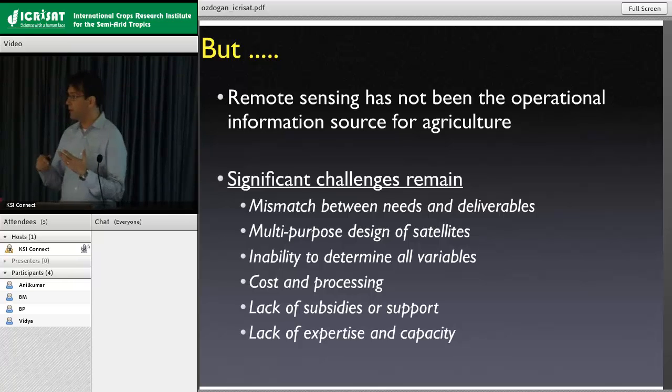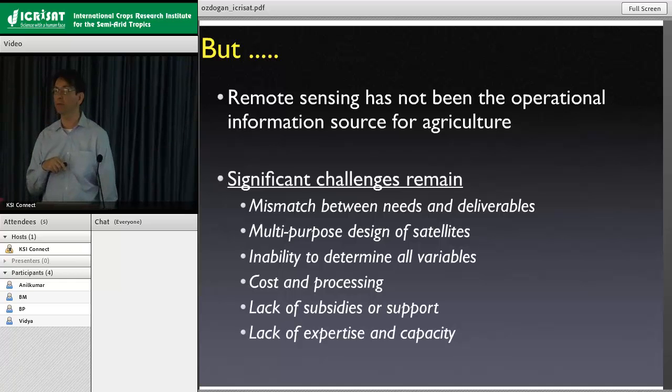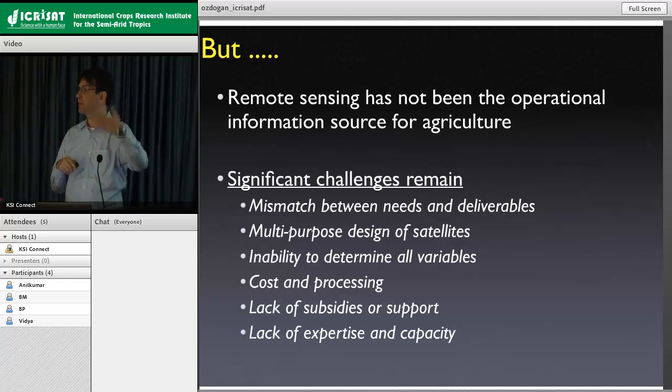And in my view, the biggest challenge is this one over here, this mismatch between needs and deliverables. We all want everything at every corner of the field every day. And remote sensing is not able to deliver that. So we've got to come up with ways to use the existing observation capabilities to meet the needs that are much bigger than what the observation capabilities can provide.